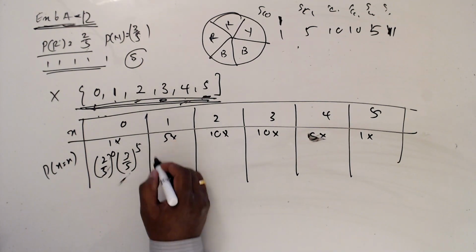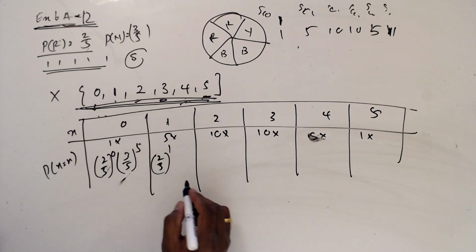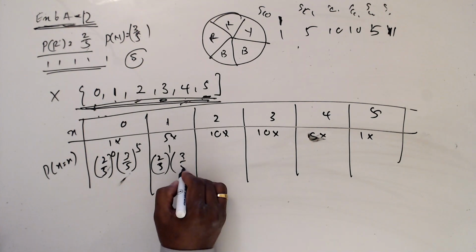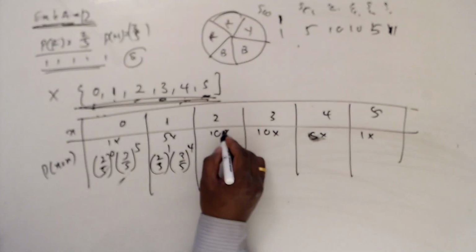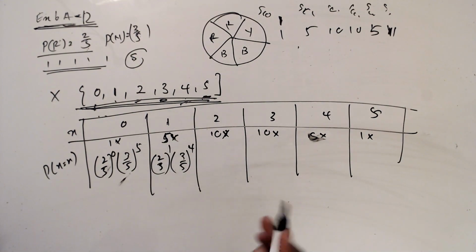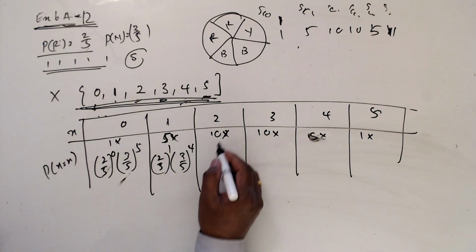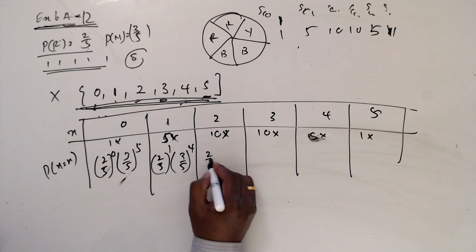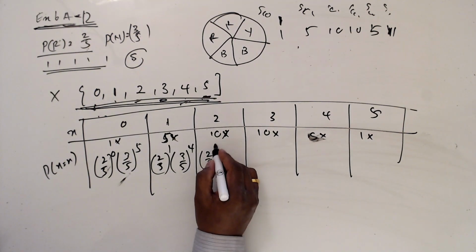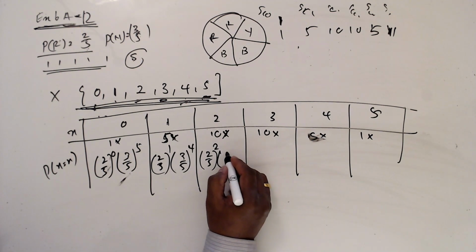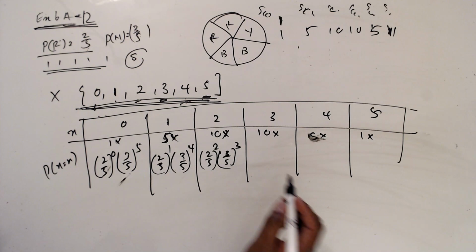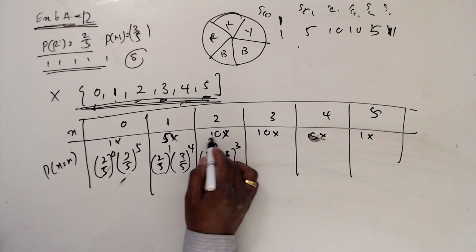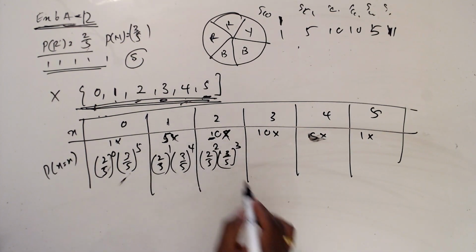Then getting 1 head, 2/5 only 1, and 3/5 other 4, and how many there? 5 times there. And then 2, getting red is 2/5, likewise there are 2, then getting non red is 3/5, there are 3. How many sets like there? 10 sets, that's why multiply by 10.